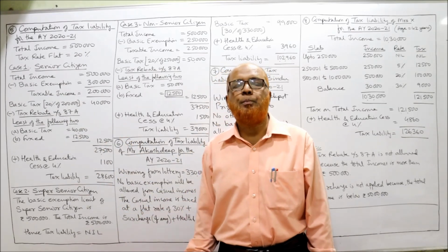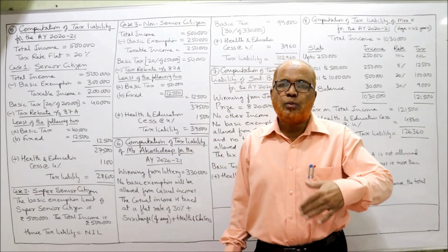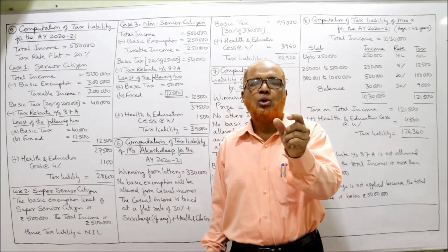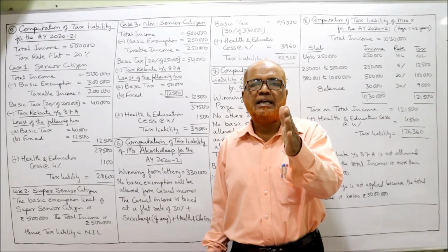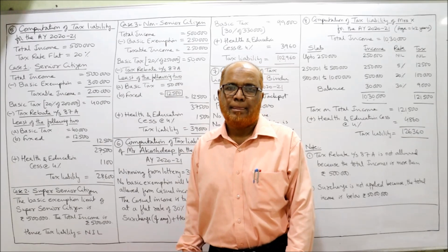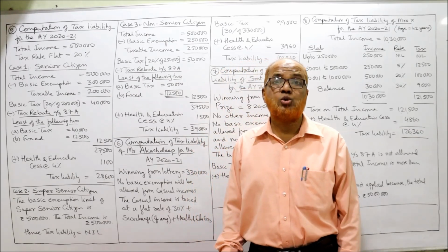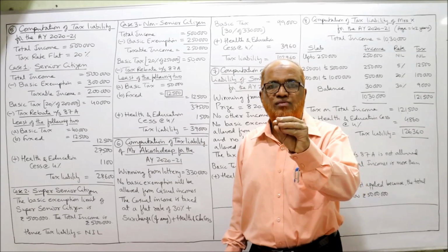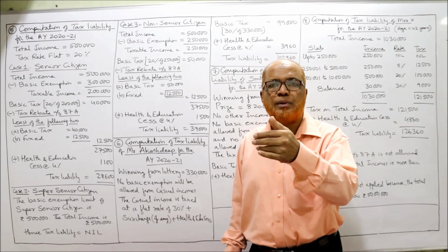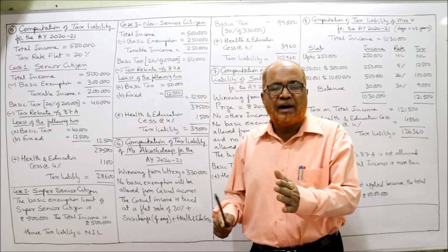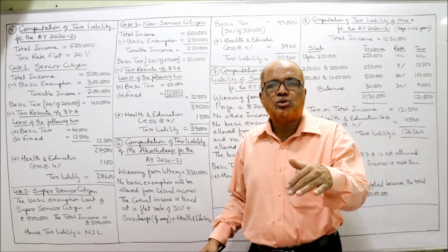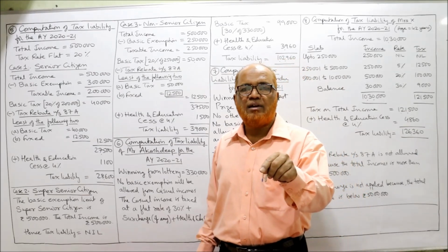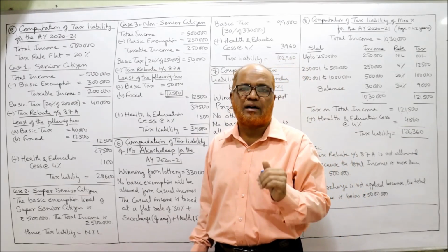Now second, super senior citizen. Who are super senior citizens? Those assessees whose age is 80 and above. 80 and above is super senior. For a super senior citizen, the basic exemption limit is 5 lakh. Up to 5 lakh rupees, no tax. When 5 lakh rupees is the basic exemption, there is no question of tax rebate under section 87A, because 87A will be allowed only up to 5 lakh.